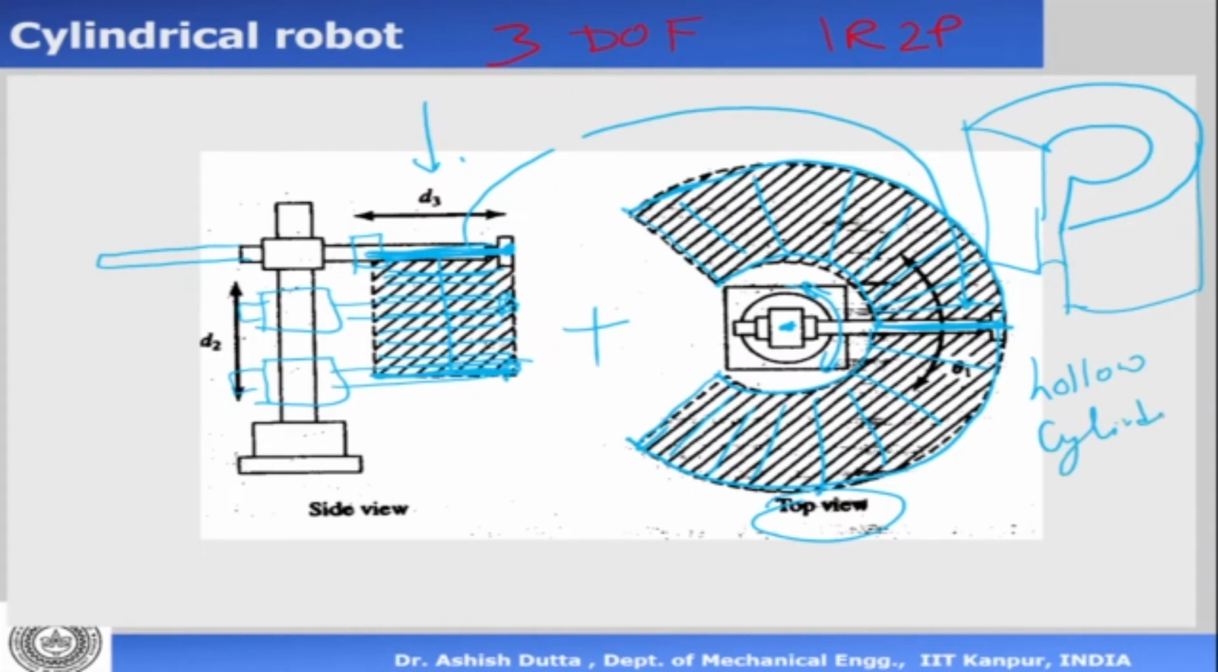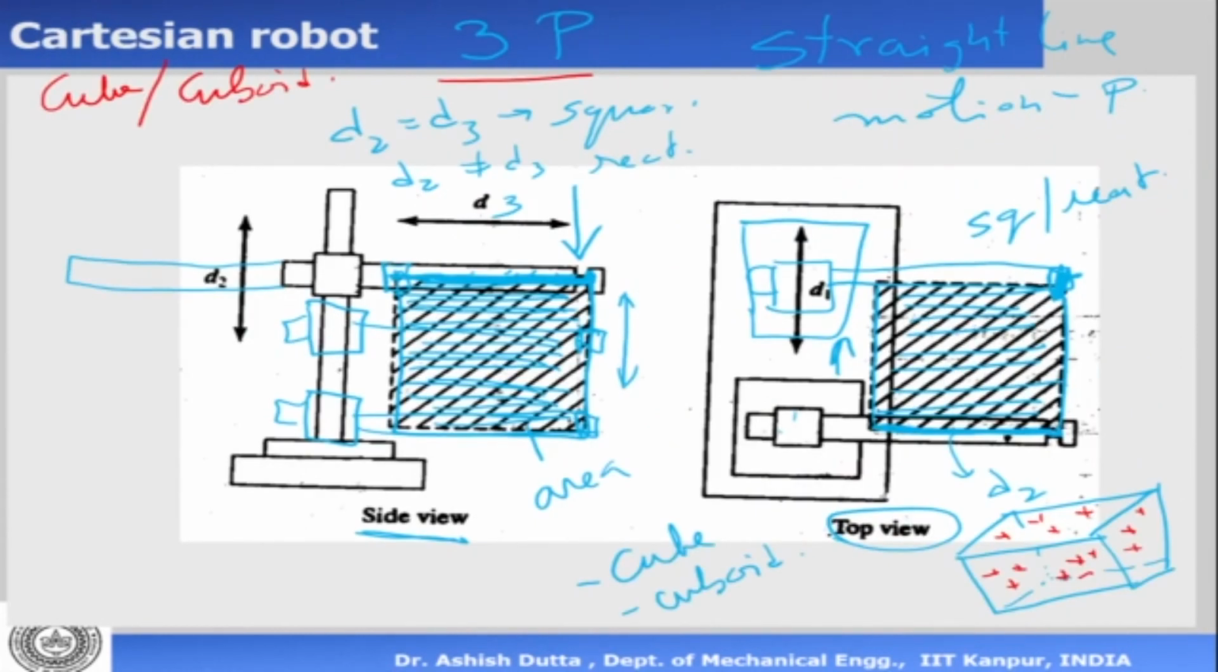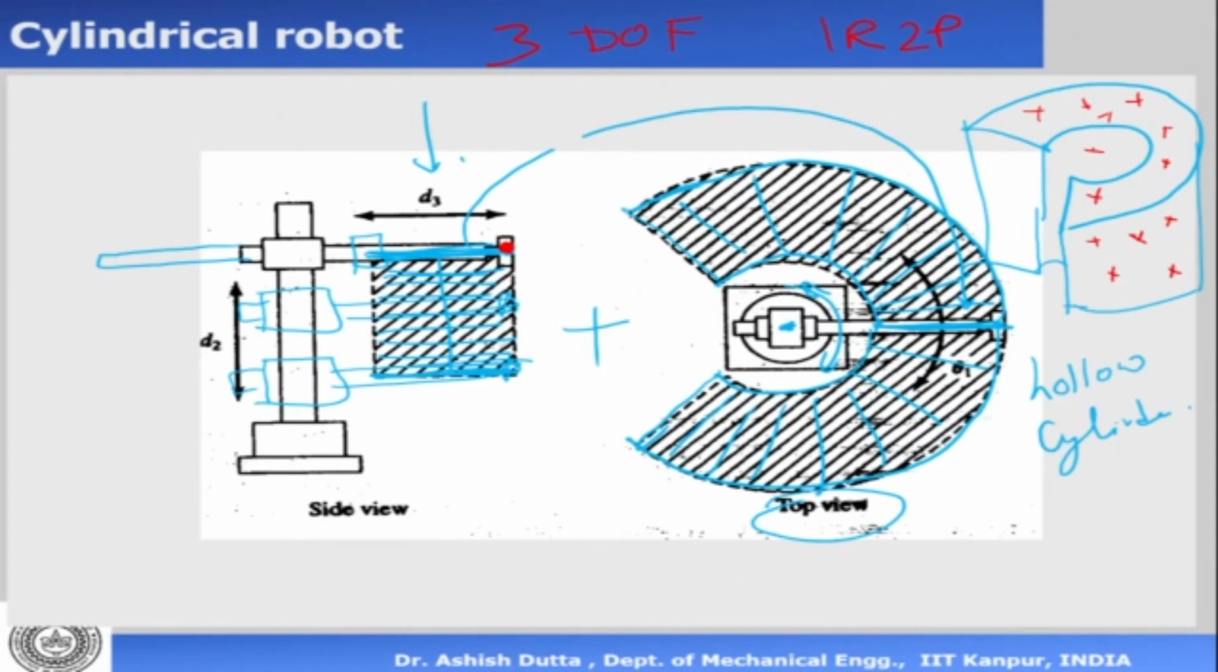Now in this hollow cylinder, which is the shape of the work volume of a cylindrical robot, you can position your end effector anywhere inside, but you cannot go anywhere outside. So you can position your end effector, or the end effector point here is this one, anywhere inside this work volume, but you cannot go anywhere outside the work volume. And it's interesting to note that the shape of the work volume of a Cartesian robot is a cube or a cuboid, and the shape of a cylindrical robot is a hollow cylinder.